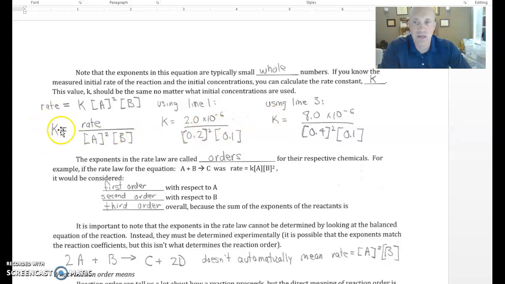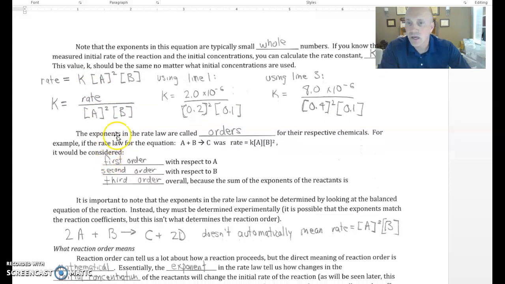A rate constant is going to be something that is by definition constant for that reaction. You can change the amounts of the starting reagents, and that's going to have an effect on the rate, but there's going to be a constant relationship between the ratio of that rate and the amounts of those reactants.